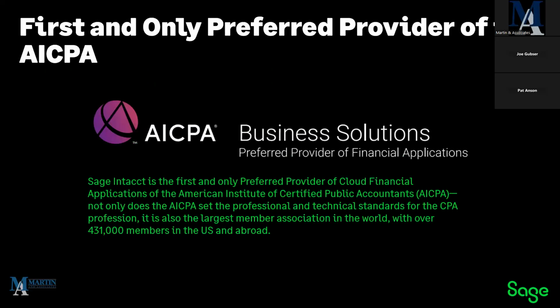This is a key point right here. It was selected as the first and, up to this point, still the only preferred provider of accounting information systems by the AICPA. So it earned that distinction 15 or so years ago, and it was the first one to earn that distinction. And as of today, it's still been the only one to earn that distinction.